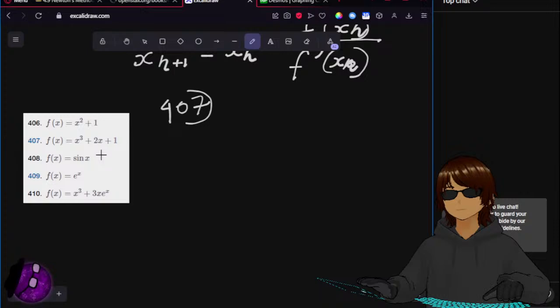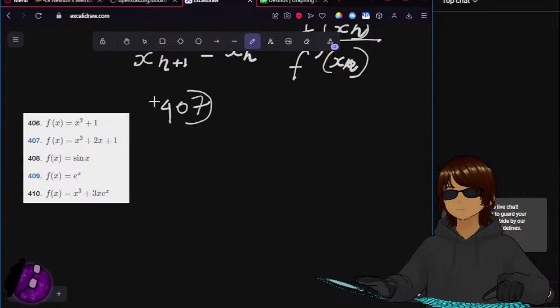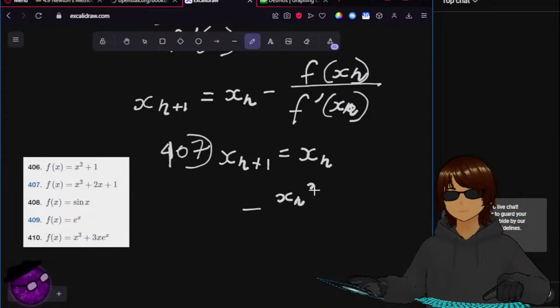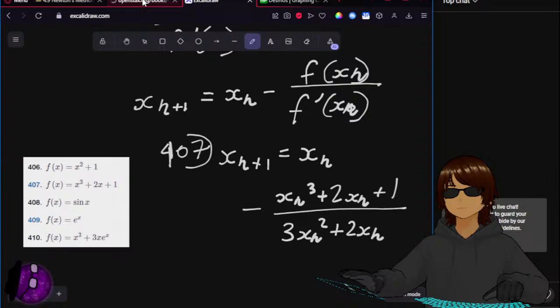So 8. So x, and well, it's right above. So x_{n+1} is equal to x_n minus this, x_n cubed plus 2x_n plus 1, and then the derivative, 3x_n squared plus 2x_n. Is this what they are looking for?